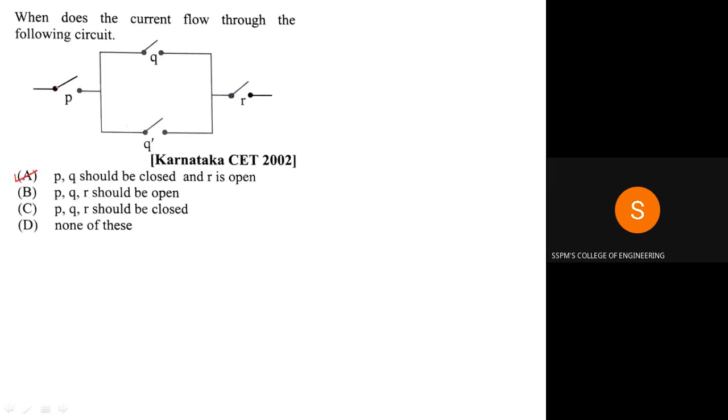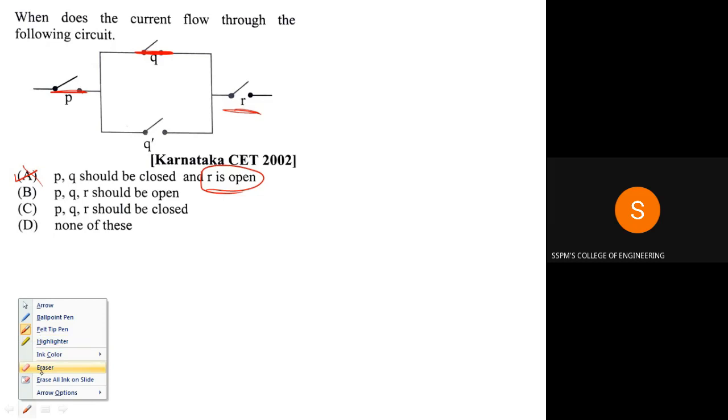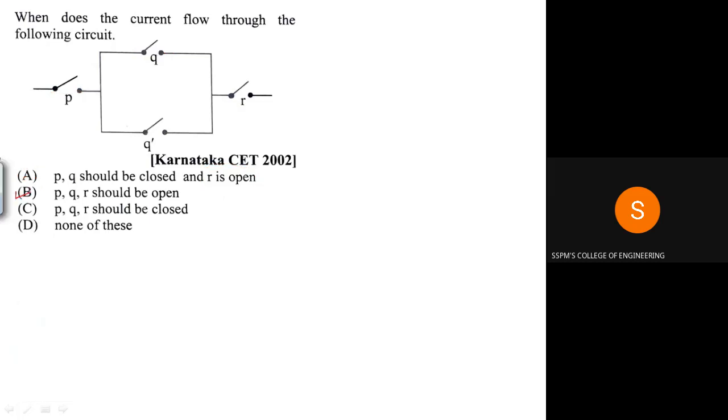PQ should be closed. Suppose P is closed, Q is also closed, but R is open. Will that be okay? No. If R is open, the current will not flow through R and the circuit will not be closed. So it is useless. So this option is also not true. This is false.